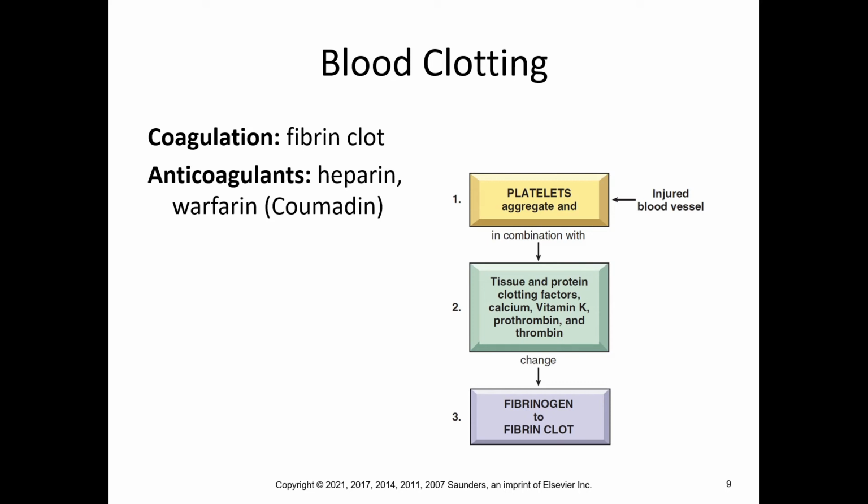Coagulation. Coagulation starts with a fibrin clot. So we have an injured blood vessel. Platelets begin to aggregate in combination with tissue and protein clotting factors, calcium, vitamin K, prothrombin, and thrombin. That converts fibrinogen to a fibrin clot, and then the wound is clotted and the bleeding stops.